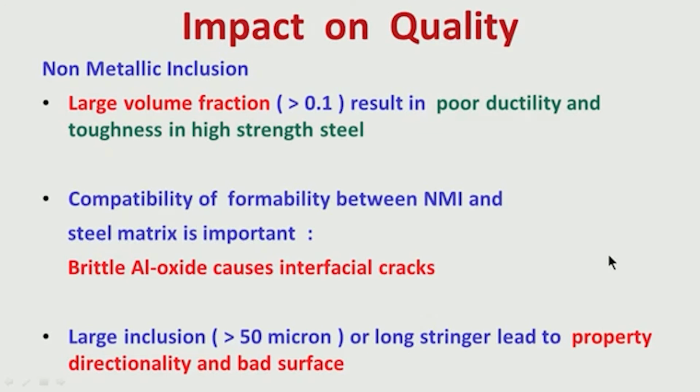That means certain properties like ductility and toughness. If the longer inclusions are present, not only will they impair the properties as such, ductility and toughness, but they will give directionality. That means in the particular direction in which long inclusions are present, the property may be bad.